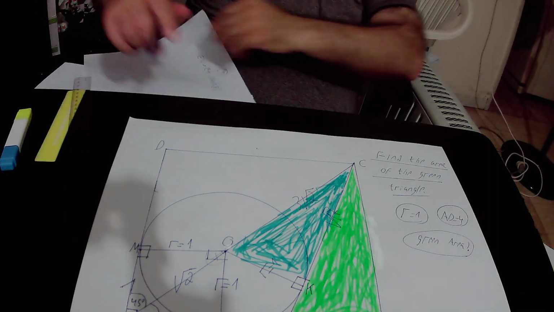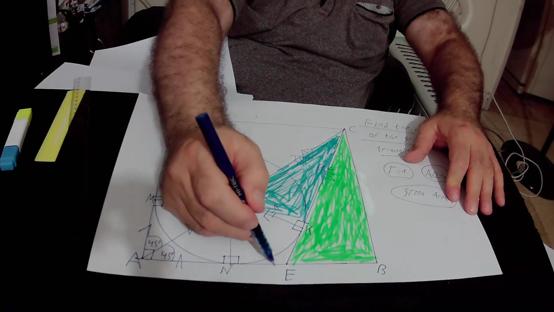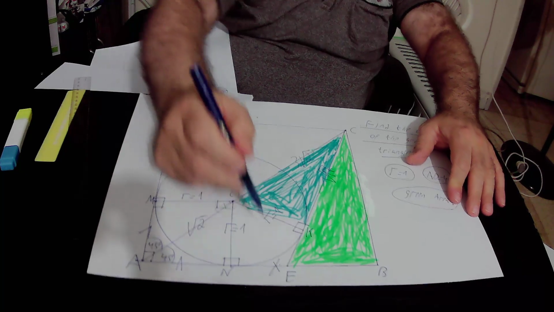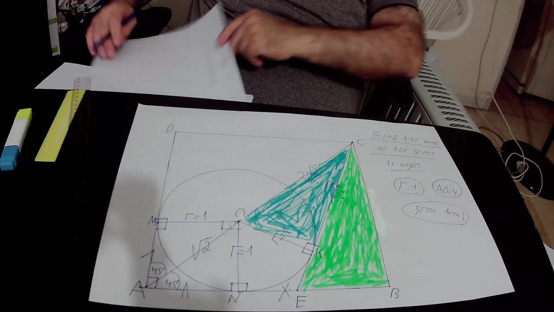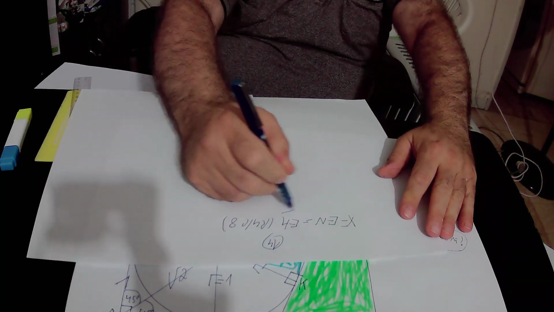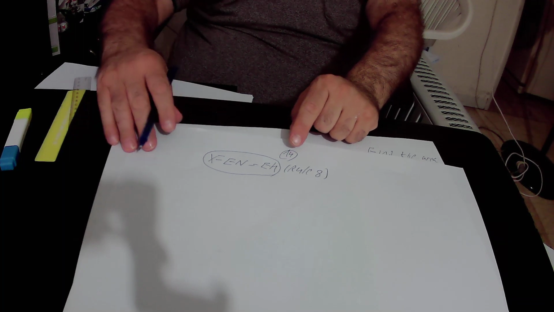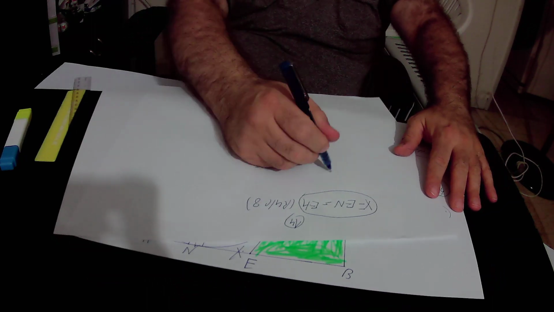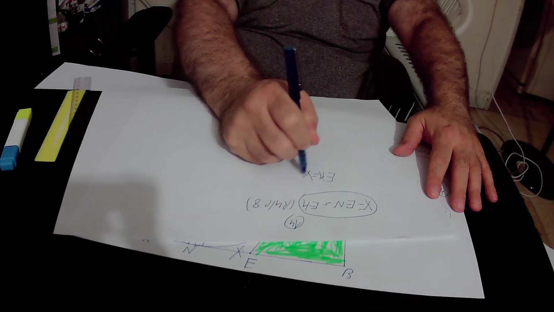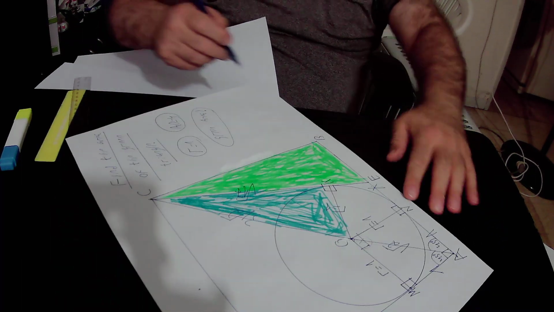And if we define EN, the tangent EN, as X, so here EN is equal to X according to our definition. So from this equality we will conclude that EK also equals X. So we can write here that EK also equals X.